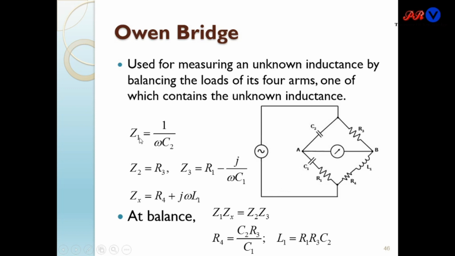So this is the impedance of this arm, Z2 is equal to R3, Z3 is equal to this one impedance, Zx is equal to R4 plus j omega L1. At balance we will get Z1 Zx is equal to Z2 Z3, and from this balance equation we can calculate this value R4 and L1 as in the slide.